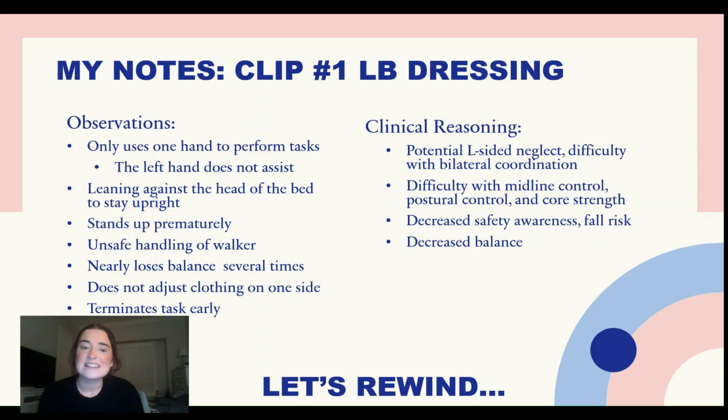With the leaning against the head of the bed to stay upright, immediately I'm like, core strength. And this also goes with nearly losing balance several times. When you don't have a strong core, balance becomes a really big issue. With balance, everything comes from your core. So if you're going to work on balance, start looking at their core strength and what that looks like. So, core strength was the first thing to come to mind. Core strength is going to affect their postural control, staying upright. Maybe their midline control is a little bit off as well, not knowing where that midline is.